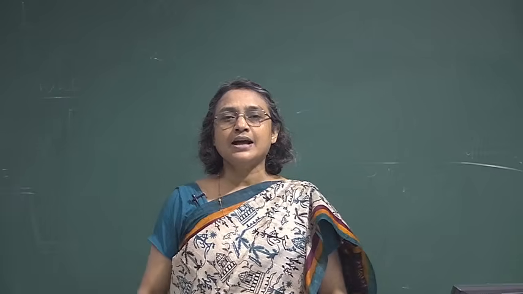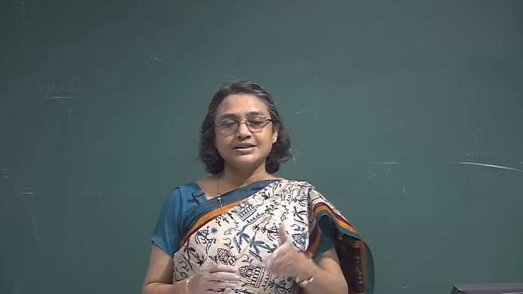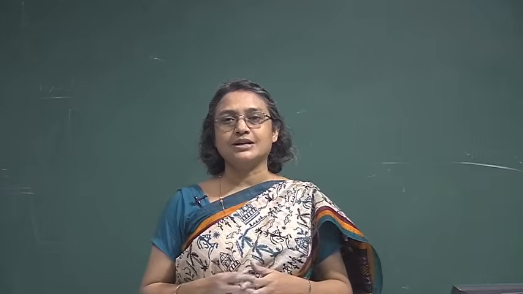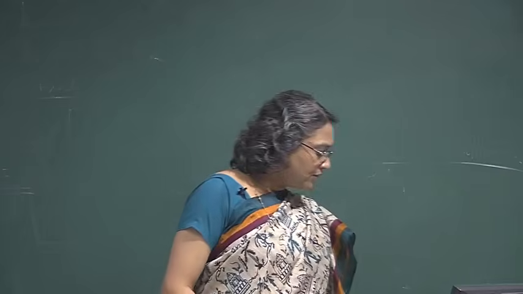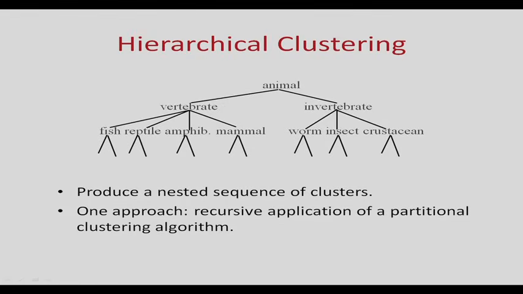Earlier we have seen k-means algorithm, which is an example of a top down clustering method. Today we will look at a bottom up clustering method. Now, hierarchical clustering is very common. For example, when scientists look at the animal kingdom, they divide them hierarchically. Animals as vertebrates and invertebrate, within vertebrate you have fish, reptile, amphibians, mammals and so on. So, this produces a nested sequence of clusters.